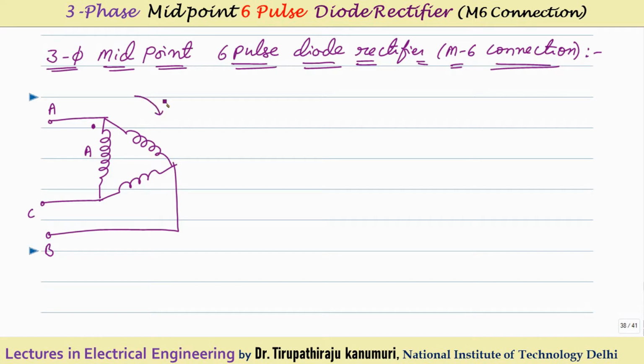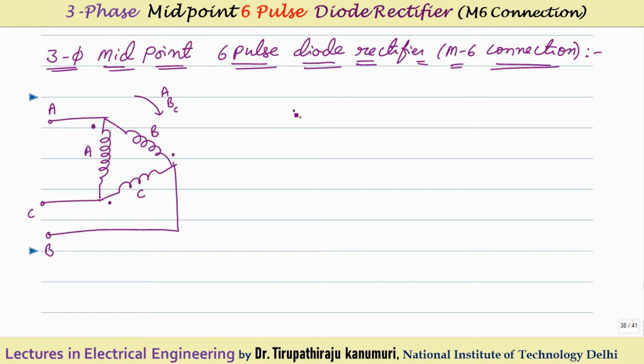Always take the phase sequence like this, A, B, C, when you are making the winding. A dot is here, so B will be here, this is my B phase, and C dot will be here, C phase. From the C dot I am taking my output, so this is my C phase. From the B phase dot I am taking my output, so this is B, and A I am taking the output terminal, so this is A. This is my input.